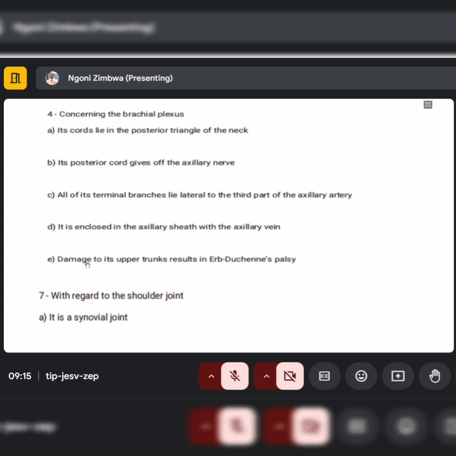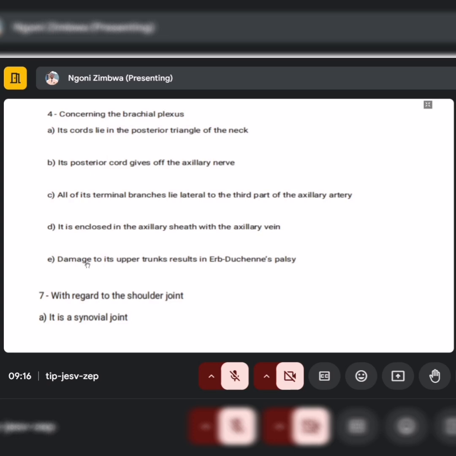D, it is enclosed in the axillary sheath with the axillary vein. We are talking about the brachial plexus here. That is true. The axillary sheath is a sheath of fascia that continues with your prevertebral fascia, right? It accommodates the following: the axillary vein, which is always medial, the axillary artery, and the brachial plexus, together with the lymph nodes. Done.